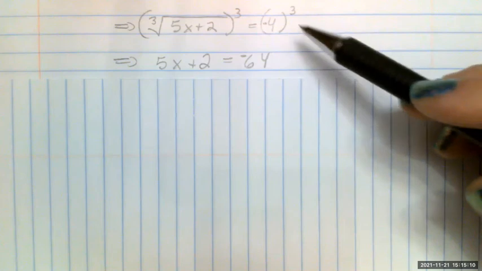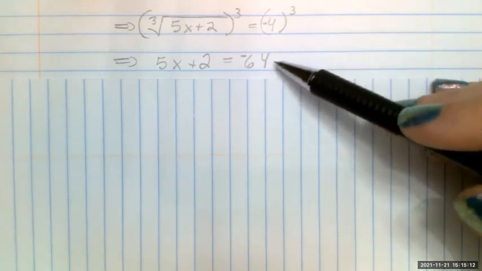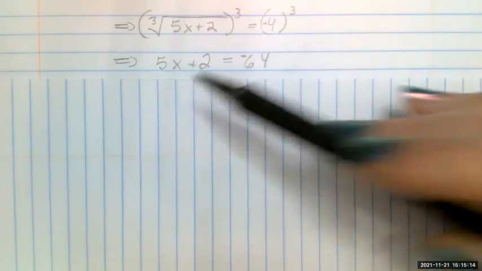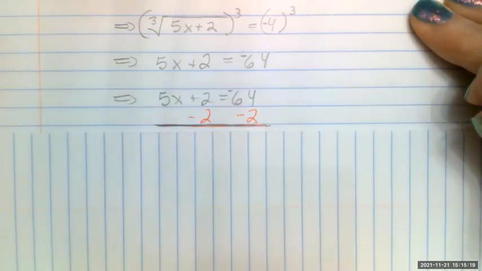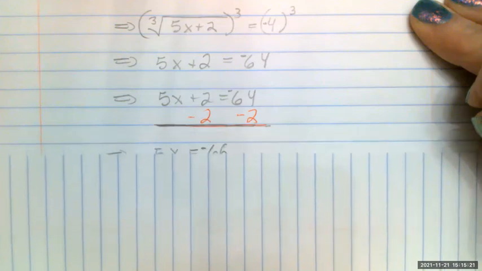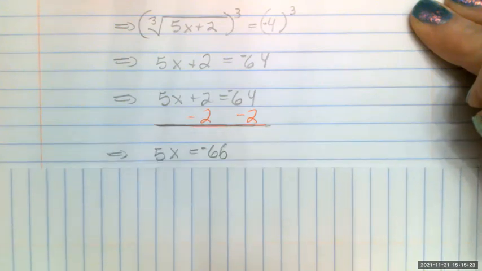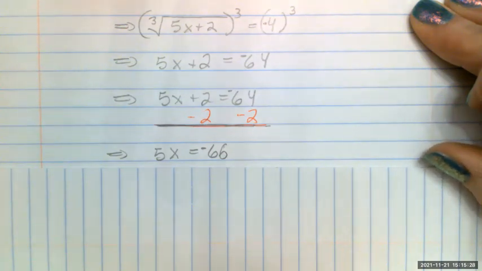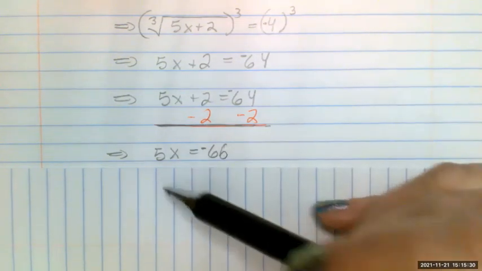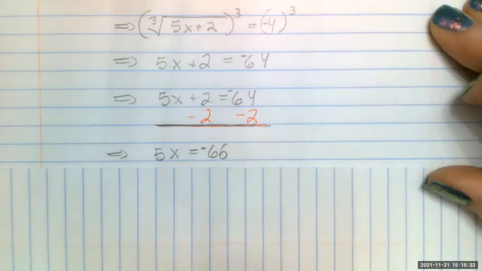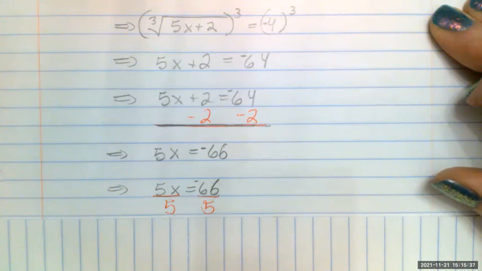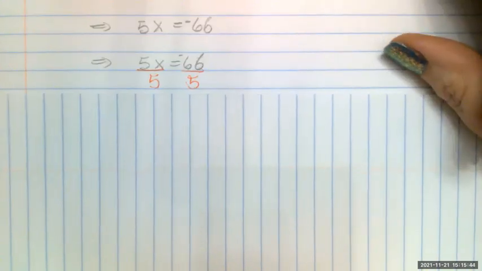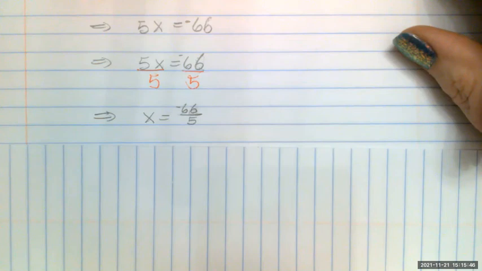We're on to step 5 now because there's no radical left. So we're going to solve for the variable x. I'm going to subtract 2 on both sides to get 5x by itself. I have 5x equals negative 66. What I'm going to do next is divide by 5, since this is 5 times x. Again, you do the opposite of what it's doing to the variable. I divided by 5. X is negative 66 over 5.